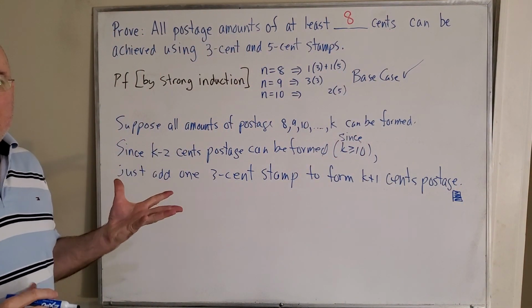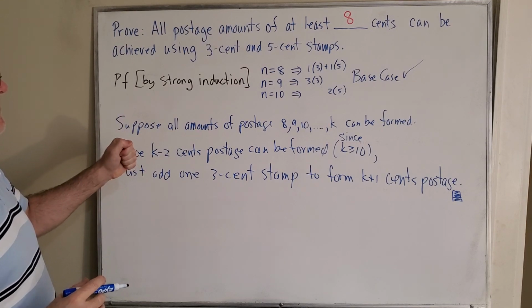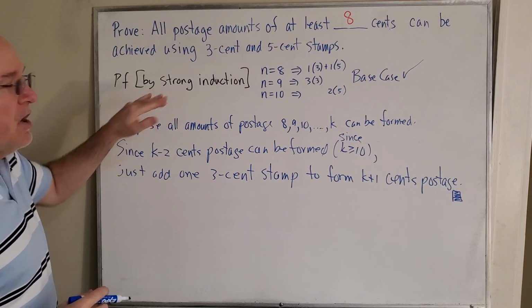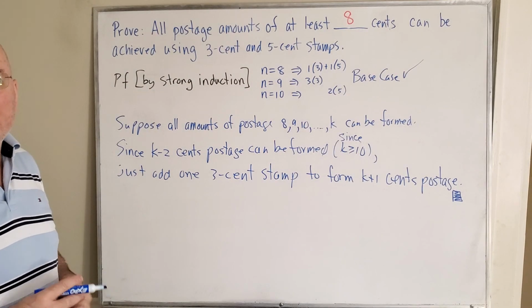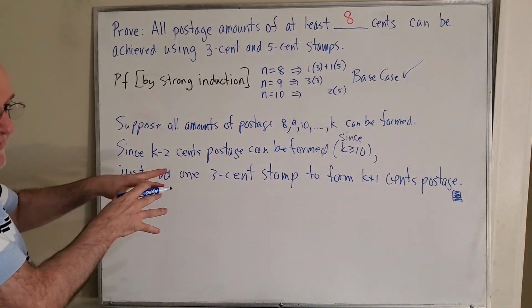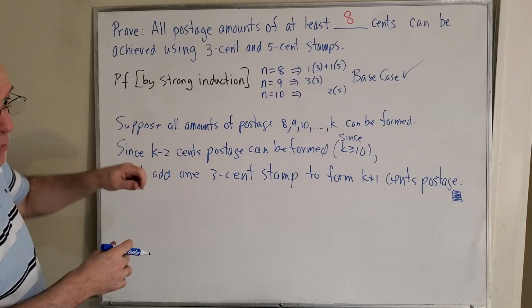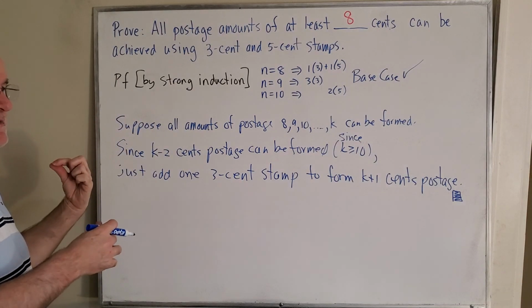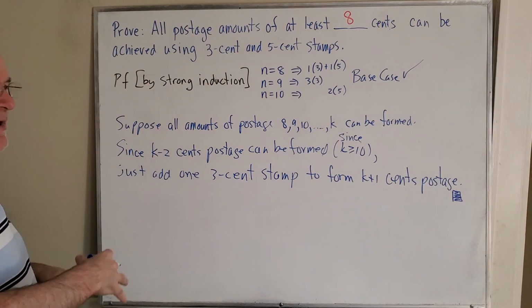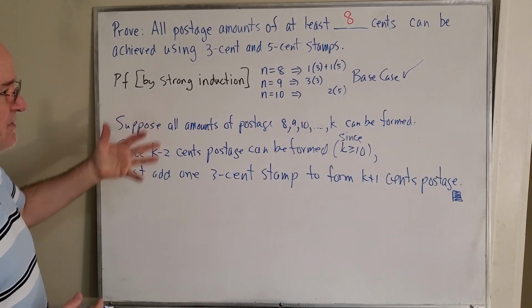So on this type of a problem, I think you'll agree that strong induction is simpler than the weaker induction or regular induction, where you had to break it into 2 cases. Say, well, if we had a 5-cent stamp, then we would do this. Otherwise, we would do something different. This one is pretty straightforward.